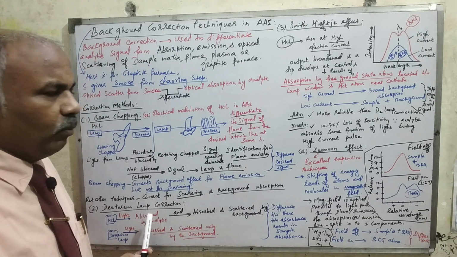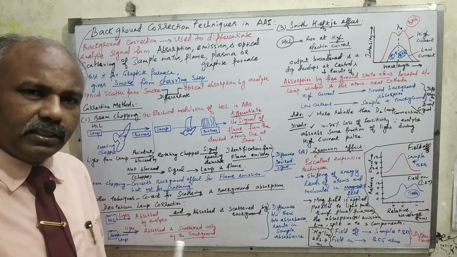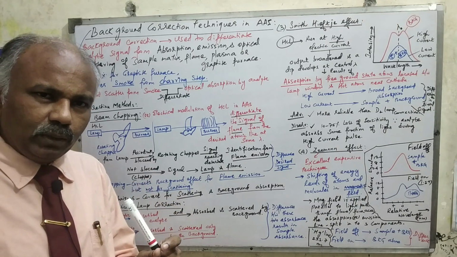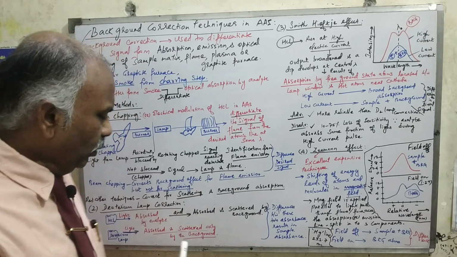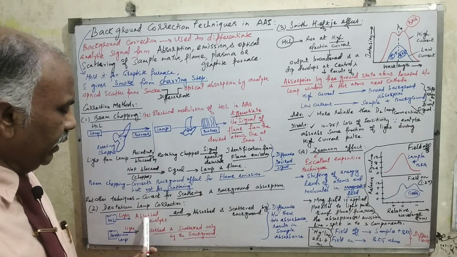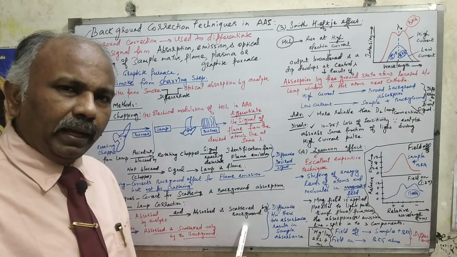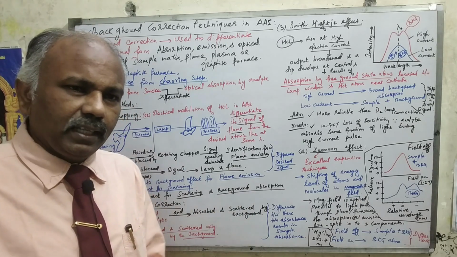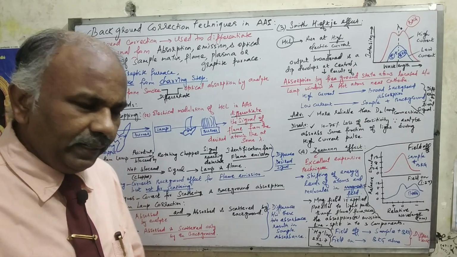So the second method we are using is deuterium lamp correction. In deuterium lamp correction, originally the light radiation comes from the hollow cathode lamp in the atomic absorption spectrometer. If you use the hollow cathode lamp, the light will be absorbed by the sample, as well as absorbed and scattered by the background also. This is the property, right?